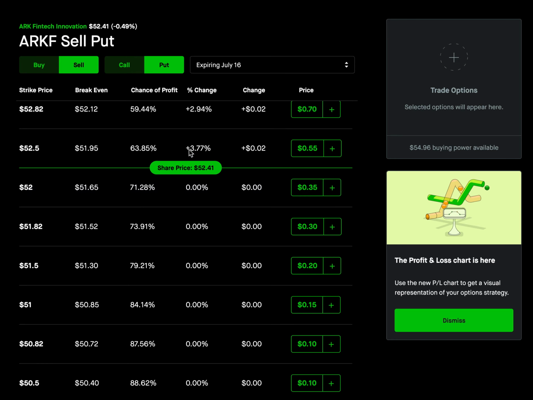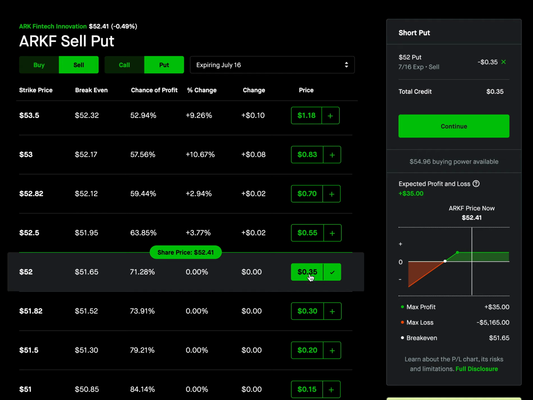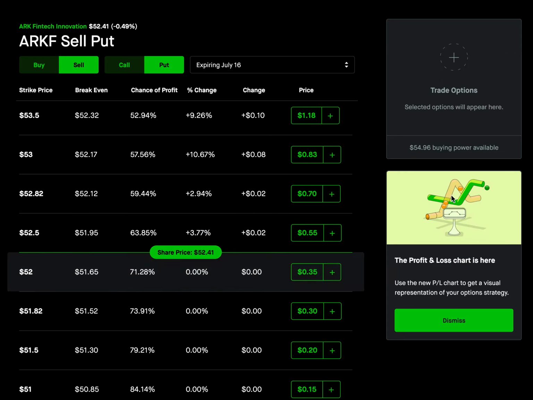So yeah, that's pretty much it. I went over what happens if the price goes up. You just keep the premium. If the price goes down, you still keep the premium, but you have to buy it at the strike price. And that's pretty much it for selling puts.